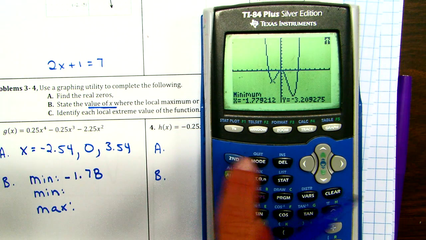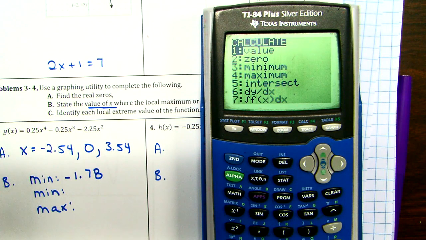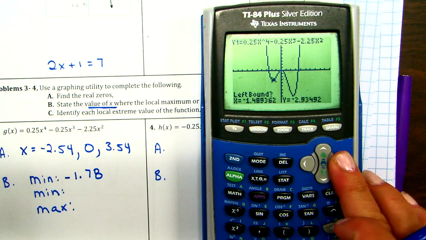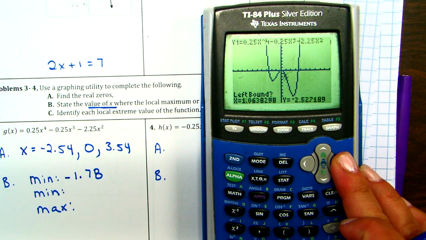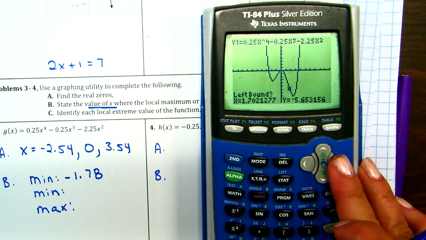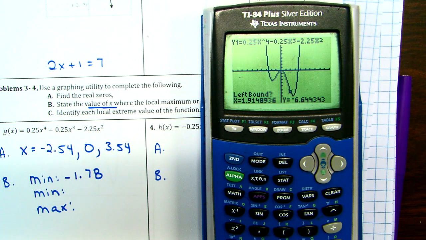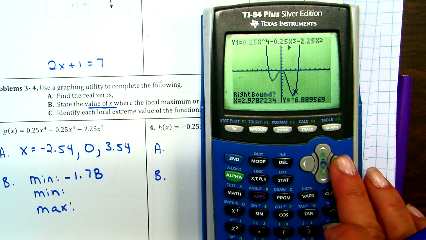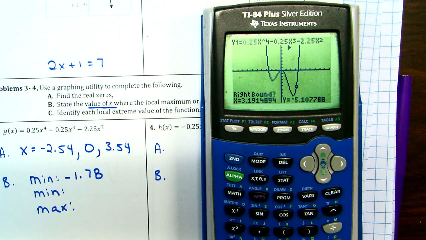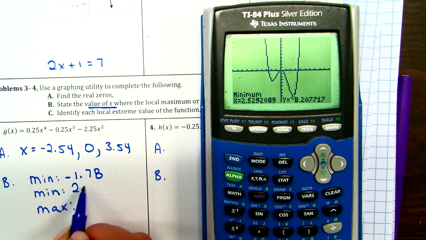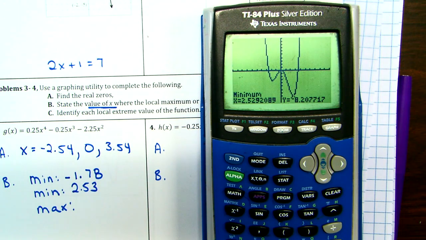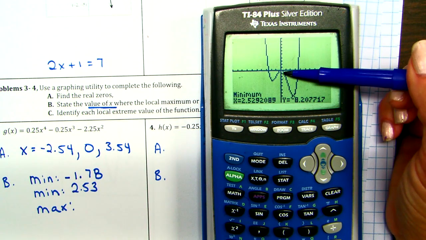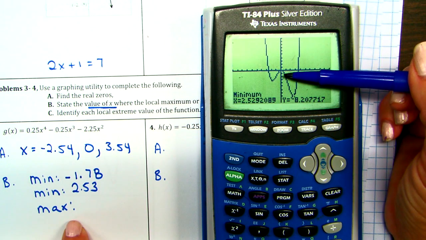So, second calc, min, left bound. Okay, let's get back over there. And we could have done that one first. I'm just kind of making a point here. It doesn't matter the order they're written in, okay? So I'm to the left of this minimum. Enter. To the right of that minimum. Enter. Yes, yes, please. And we get 2.53. And guys, we already know what this x value is for this max. What is it? 0.